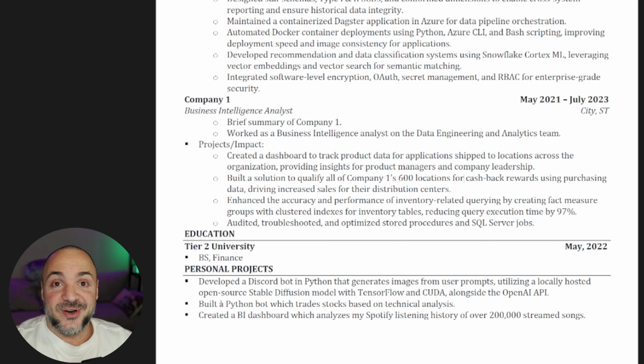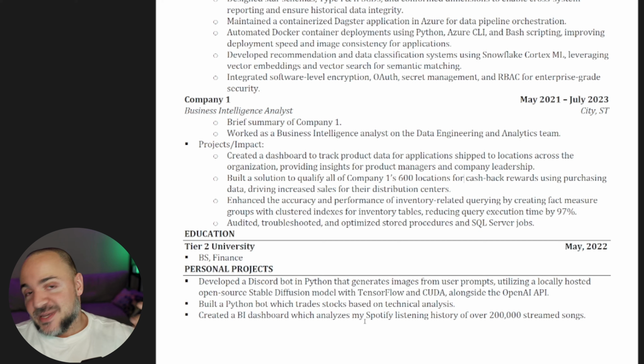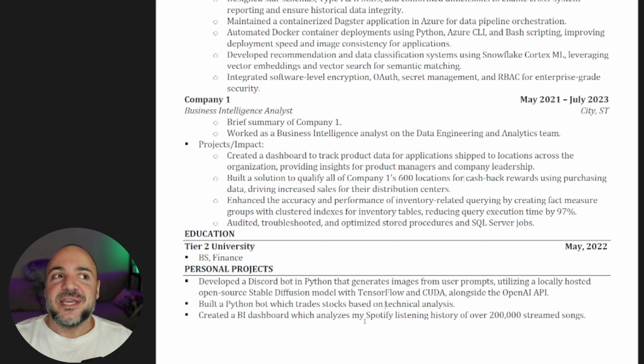The next two, though, especially from the perspective of a data engineer, right? Built a Python bot which trades stocks based on technical analysis. I think that's super cool. Both this one and the next one are like super nerdy things, but I think that's the best kind of project that you can call out because you're going to be demonstrating that you're building something, it's going to be technical, and probably something that you were pretty interested or passionate about. So I would love to understand more about this project. If I were in the interview, I would be like, tell me all about all three of these projects.